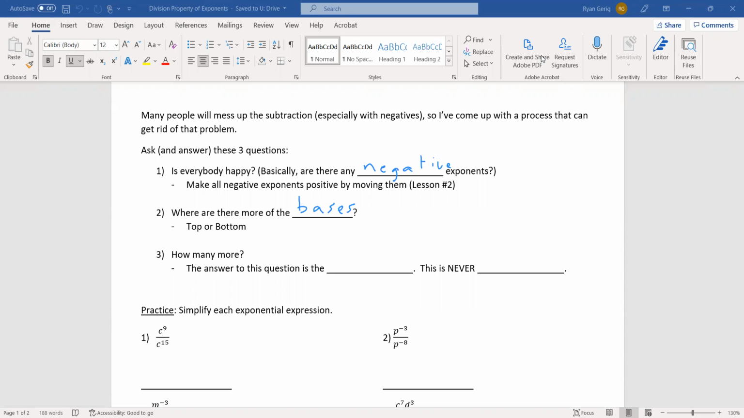And then once you have figured that out, top or bottom, you say how many more. So that's where you would subtract. How many more? The answer to this question is the exponent. And if you do these first 2 things and then ask this 3rd question, you will find that the answer is never negative. So you don't have to deal with negative exponents other than in step 1. Okay, so I'm going to go through that process here with these practice problems.